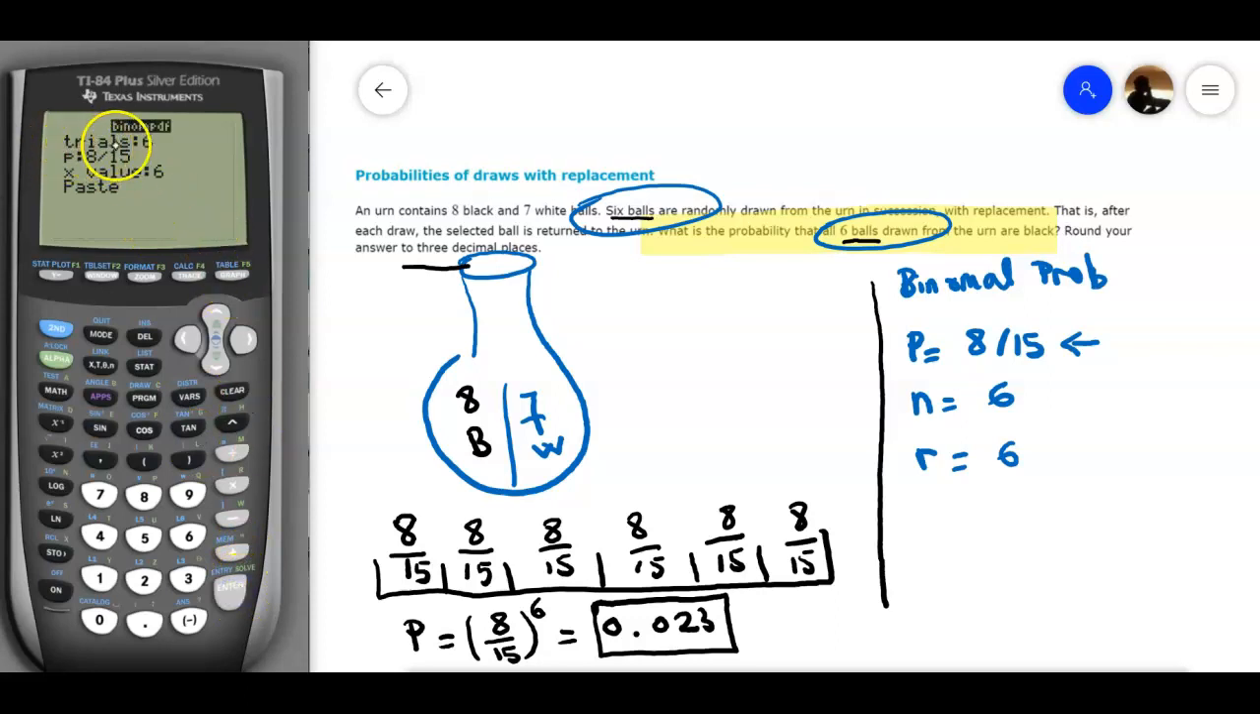So here it is already filled up. The number of trials n is 6. The p is the probability, which is 8 out of 15, the probability of having a black ball. And the x value is the number of successful trials, which is the r. You type 6 there, paste it and enter. This is going to give you exactly the same probability. All right, and I hope this is an easier way to solve this problem.